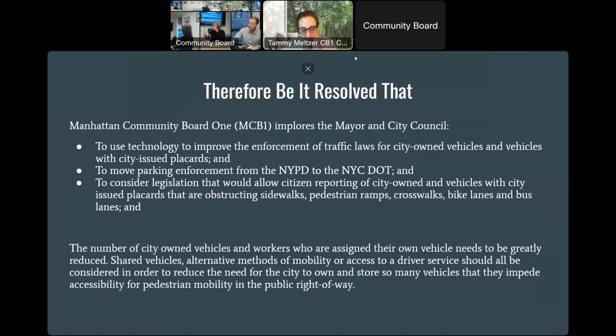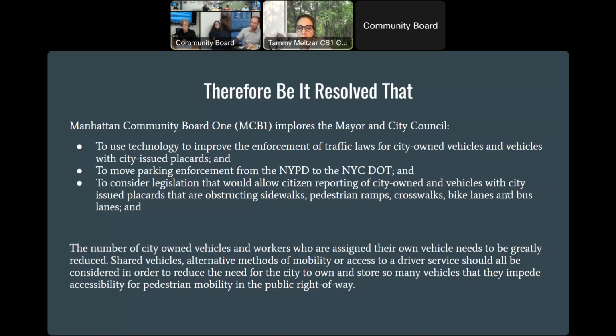Sorry, I have a couple of questions. First and foremost, it might come from Kate. I believe the ticket agents have a separate union. Is that correct? I'm not sure if they have a separate union, but I believe traffic enforcement agents are separate from NYPD police officers. Yes, they have a separate union, actually, but since they're all under the command of the NYPD, they're not gonna be different.